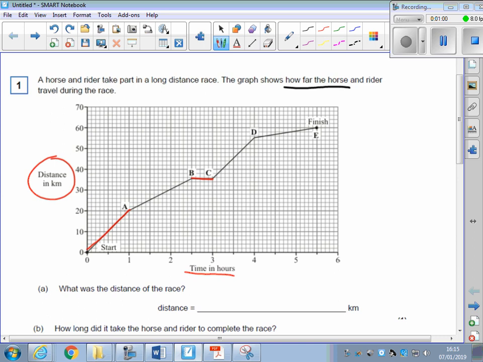So how far did the horse go when it got to the finish? And we look along here, we find that the horse traveled 60 kilometers. That's our units. So our distance is 60.